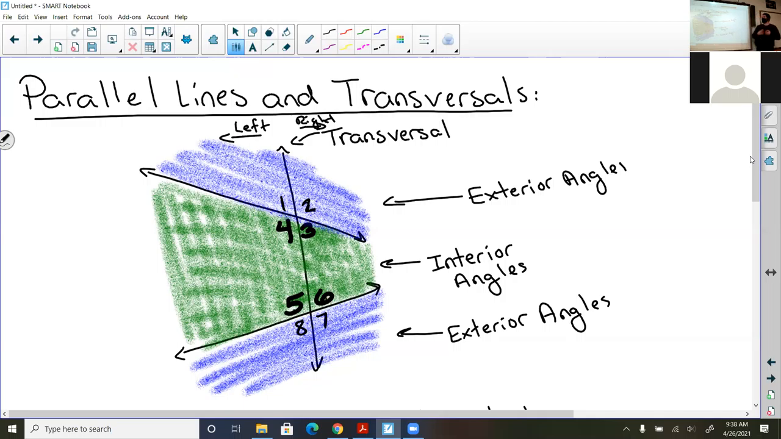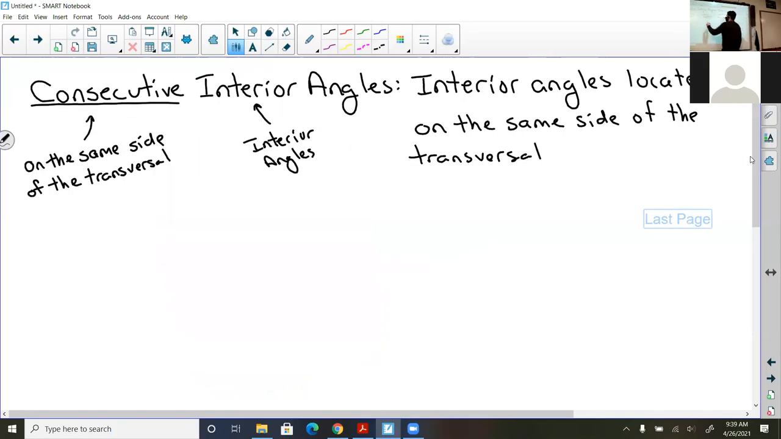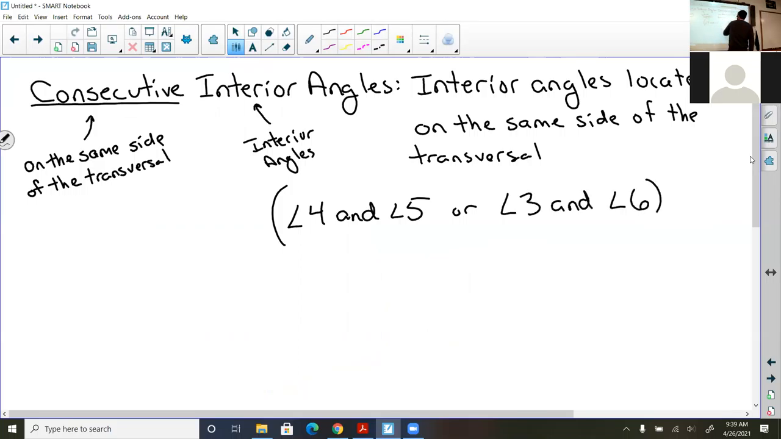So which angles would be considered consecutive interior angles? Well, 4 and 5 are both interior angles, and they're both on the left side of the transversal. So that would make 4 and 5 consecutive interior angles. 3 and 6 are also consecutive interior angles. 3 and 5 are not consecutive interior angles because I had to go across the transversal. So angles 4 and 5 or angles 3 and 6 would be our consecutive interior angles.